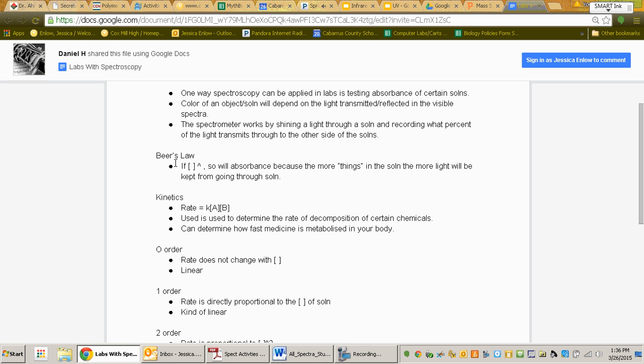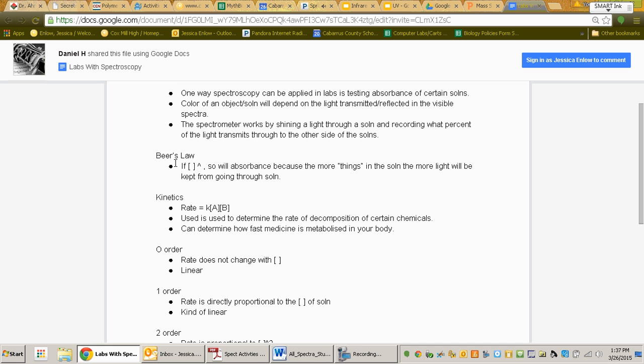Spectroscopy is used in a lab by testing the absorbance of certain solutions. It works by having a solution, shining a light through it, and recording the percent of light that is transmitted, which is related to concentration. The higher the concentration, the more things in the solution, so the more light the solution will absorb, the absorbance is higher, and the transmittance is lower. That's related to Beer's law, A equals abc.